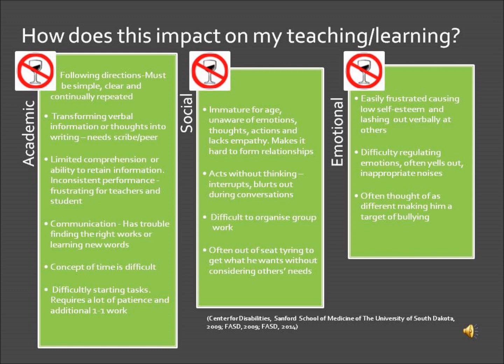Socially, these children are very immature for their age. They have difficulty with empathy, are unaware of their emotions, or often act out or say inappropriate things during conversation, and this makes it very hard for them to make friends. His behaviour in class made it hard to organise groups or peer mentors to help him. His verbal outbursts and inappropriate noises disturbed the other students and impacted on my teaching. Often these children are thought of as different, and this makes them a target for bullying, and this was also a concern.